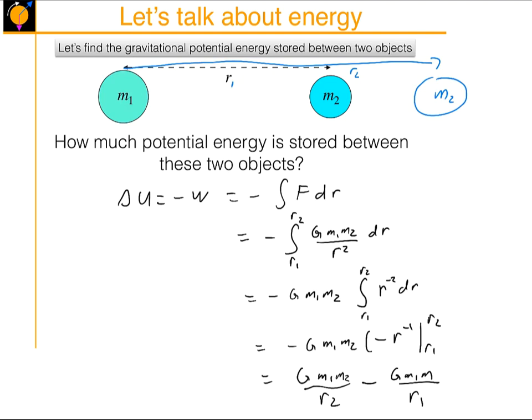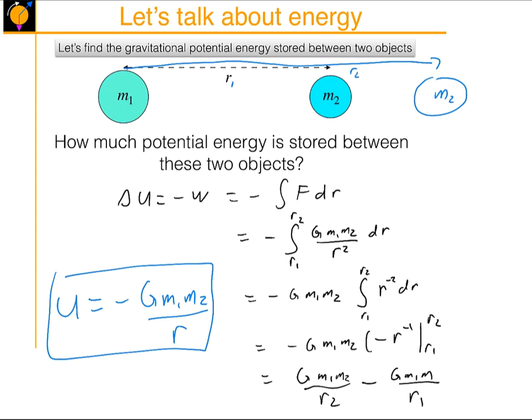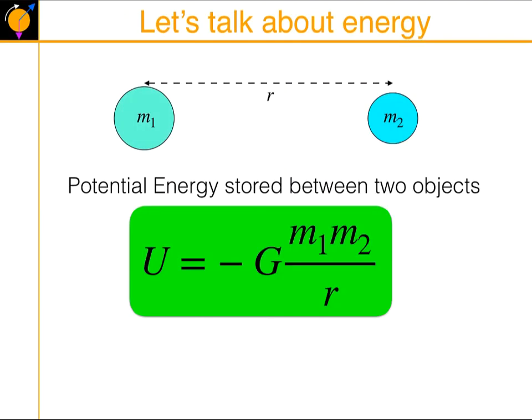And we can use that to define our potential energy between two objects as minus G m1 m2 over r, where r is the separation between the two objects. So that is our derivation of the potential energy stored between those two objects. And we're going to talk about what that potential energy means.